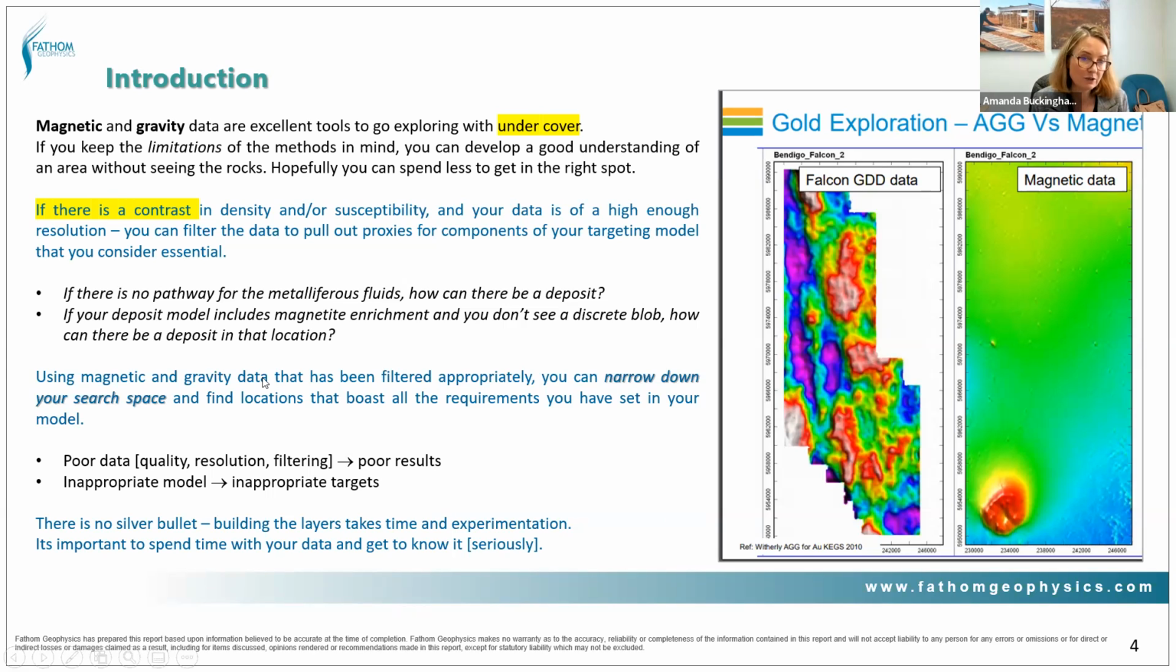And ultimately, what we're trying to do using both magnetic and gravity data is to reduce the amount of Earth that we consider prospective for whatever we're looking at. And if we can reduce the amount of Earth down to half of our tenement just by interpreting magnetic and gravity data and defining the structural setting, then we're using that data effectively.